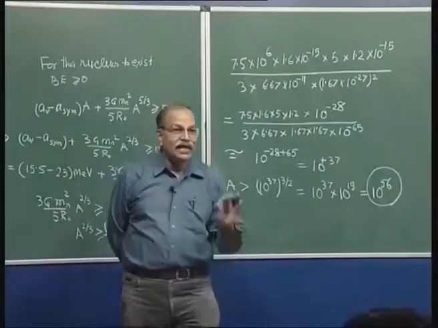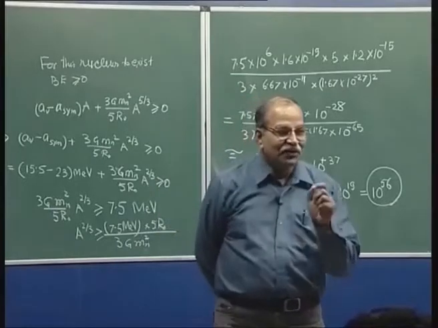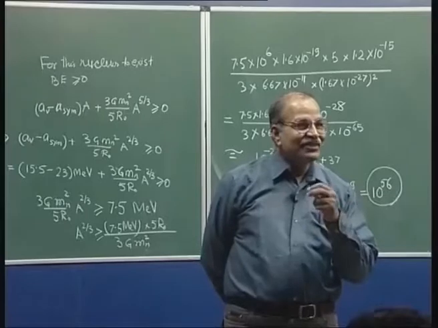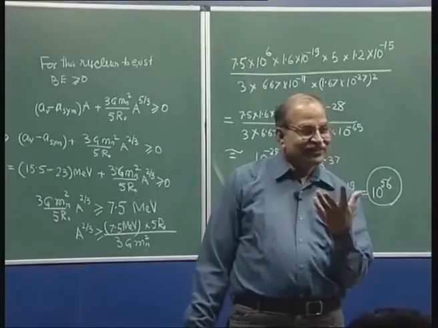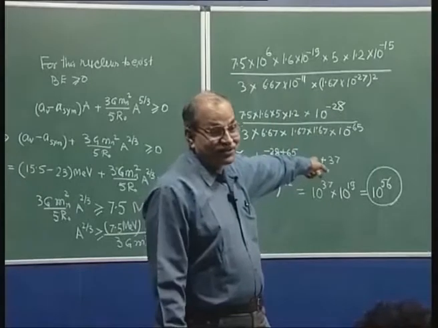So, you cannot have a nucleus of 2 neutrons, you cannot have a nucleus of 4 neutrons, you cannot have a nucleus of 10 neutrons, you cannot have a nucleus of 100 neutrons, but you can have a nucleus of 10 to the power 56 neutrons.